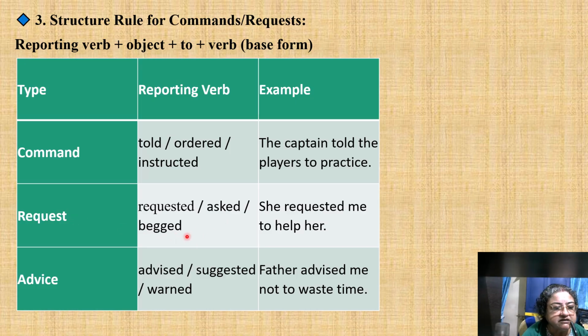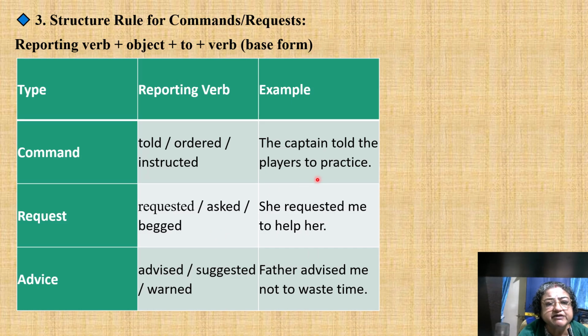So that's why I ask you to first identify what type of sentence the direct speech is. Then you can easily use the reporting verb, requested or asked or begged. If it is a begging type, someone is asking something in a begging way, or in a request way, whatever it may be.